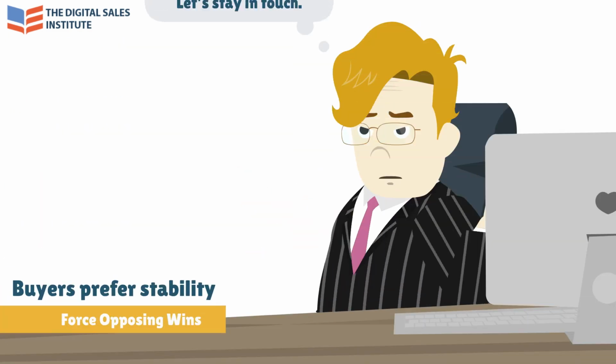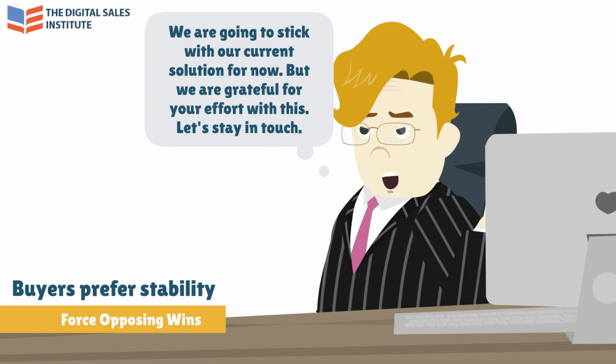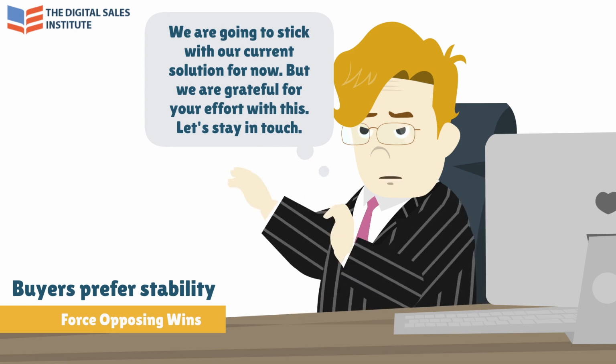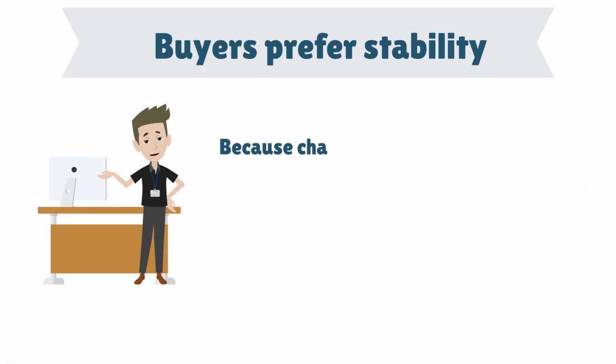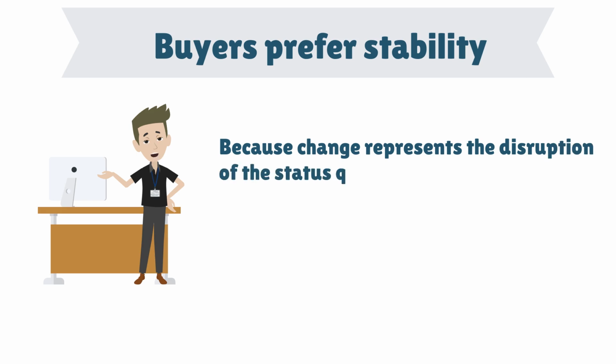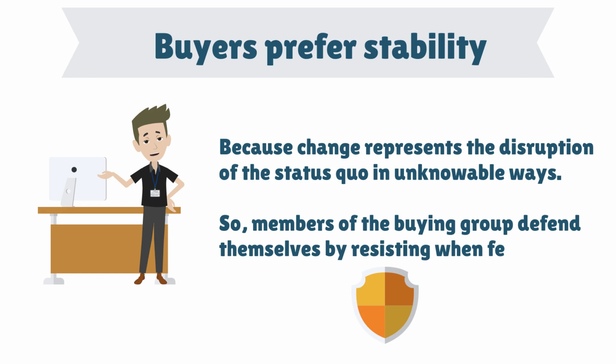We will hear words such as, "We are going to stick with our current solution for now. But we are grateful for your effort with this. Let's stay in touch." Buyers prefer stability because change represents the disruption of the status quo in unknowable ways. So, members of the buying group defend themselves by resisting any change when feeling threatened.